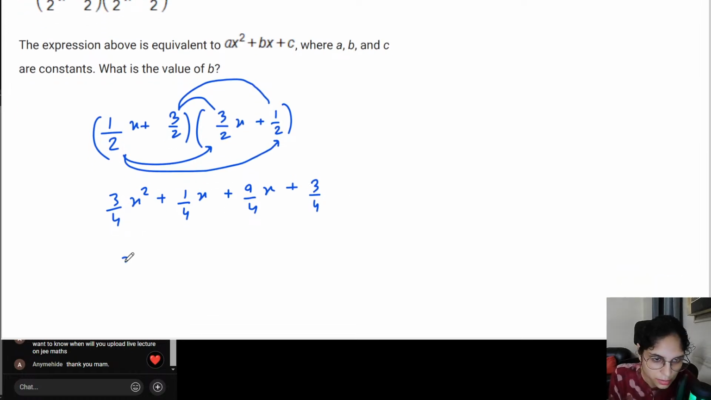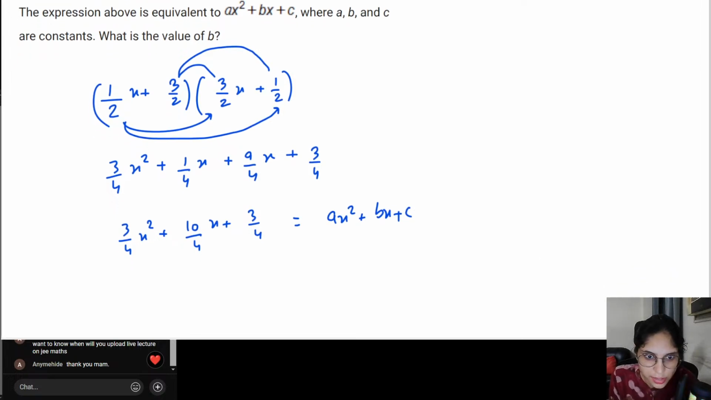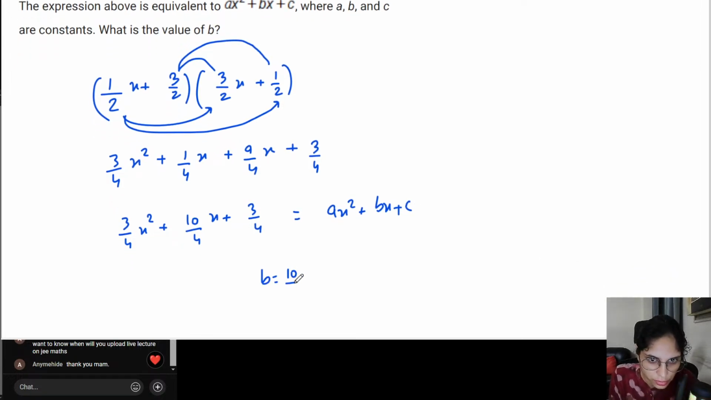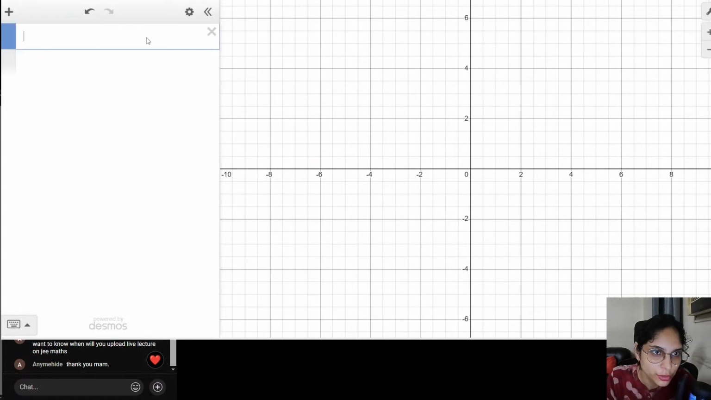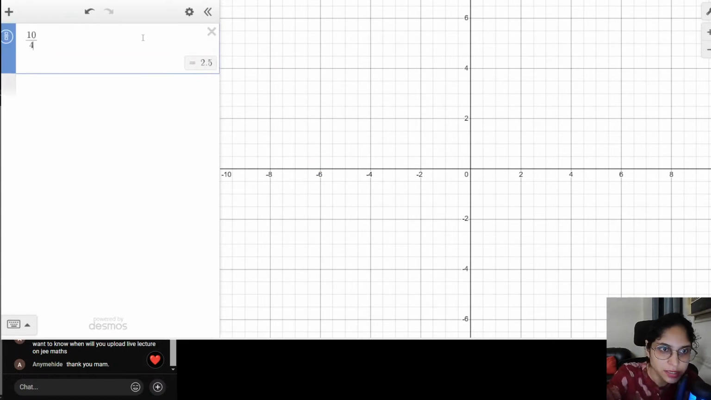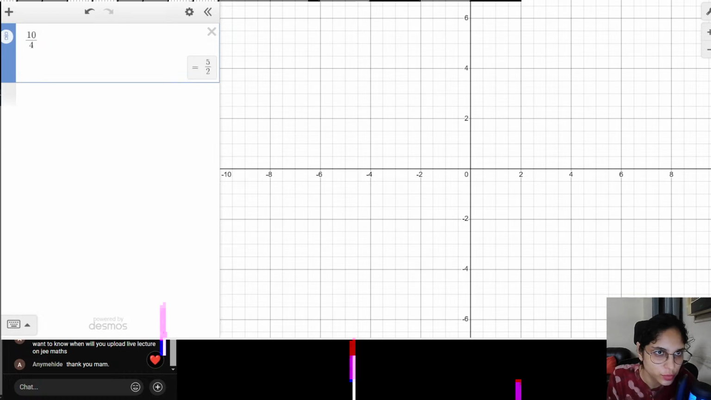Now combine the like terms together. 3/4 x squared. 10/4 x plus 3/4. Ax square plus bx plus c. Do you want to know the value of b? B is coefficient of x. B is 10 over 4. 5 over 2. You can also write 2.5, but like I told Sandesh, I like to write my answers in terms of fractions because I am sure that this is the correct answer. Okay, I personally prefer fractions. So 10 over 4, you just go here because you have to write the simplified answer. So 2.5 or 5 over 2.